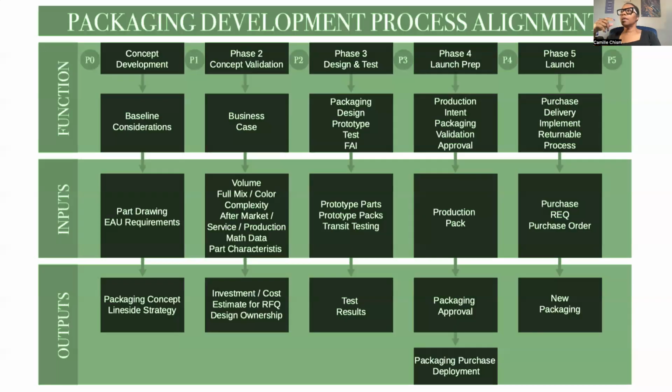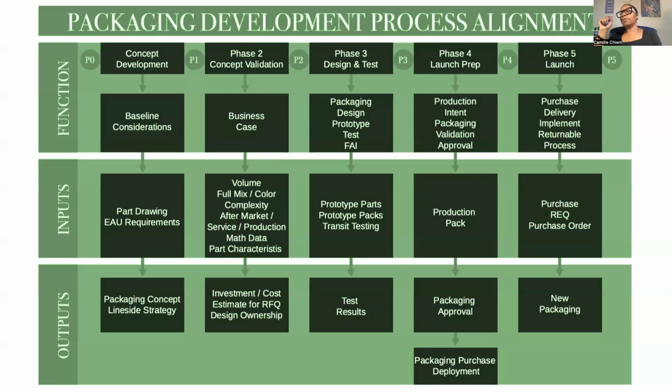Your input would be a production intent pack, very close to what you are planning to ship. And your output would be packaging approval. So whatever approval process your company has set up, part of your work is making sure that everything's signed off. If it's not signed off, understand what the issue is. Did it not pass testing? Does it not fit line side? Maybe it's the wrong size. Maybe it's hard for operators to get the part out of the packaging. Whatever that issue might be, this is the final chance to really work it out before it's approved.